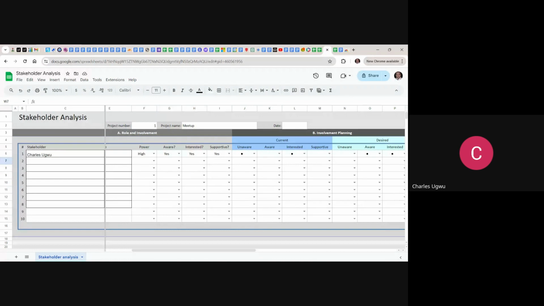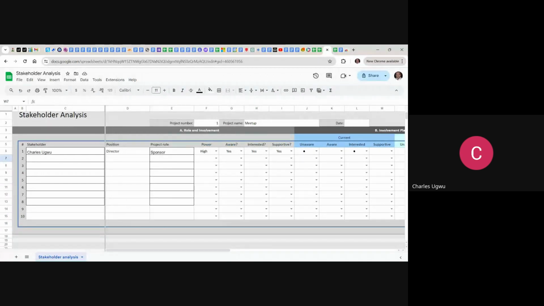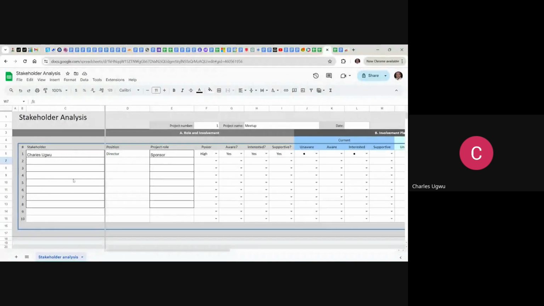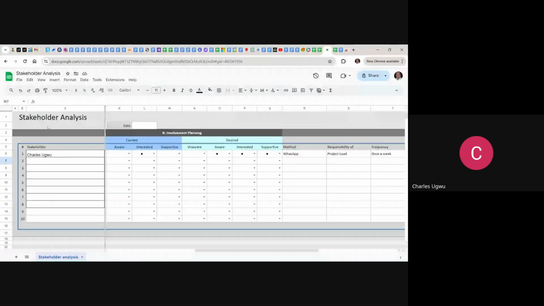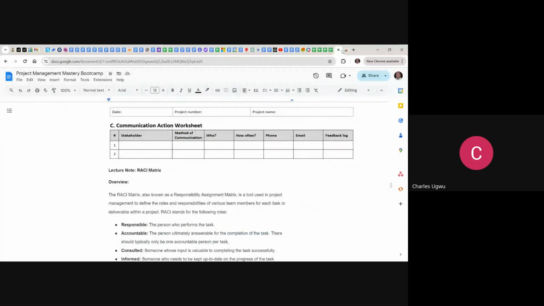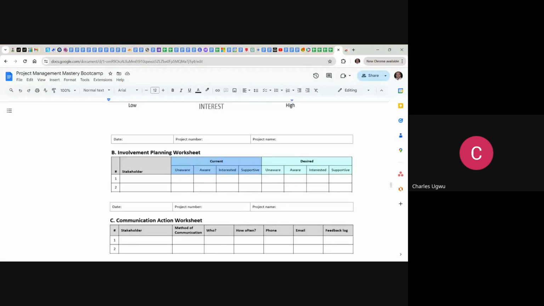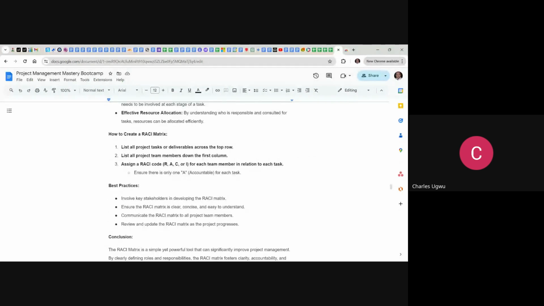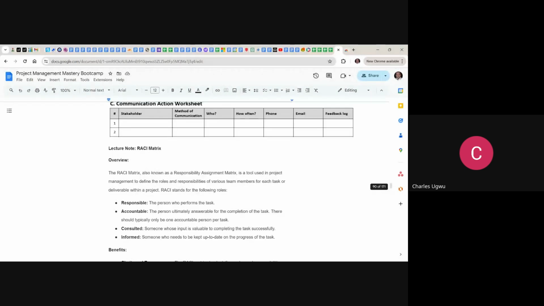I'm trying to use a live scenario to communicate about this stakeholder analysis document. So this is how we're going to use it. I'm going to make this document available. This is what we're going to use to capture our stakeholders and manage our stakeholders. You see, this document captures these two sheets: communication sheets and involvement worksheet. So that's it for now for stakeholder analysis.